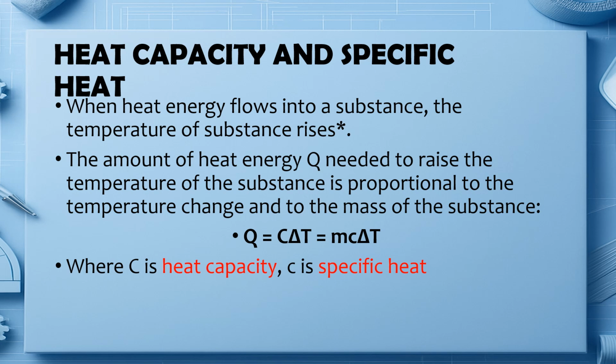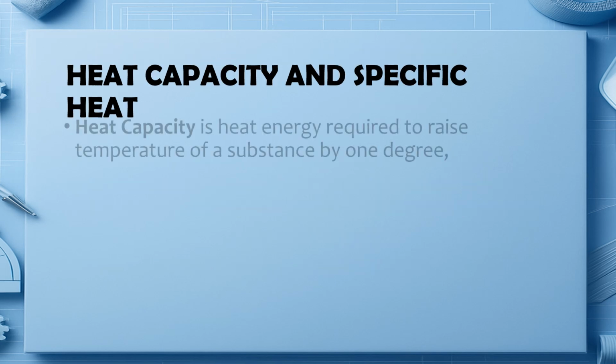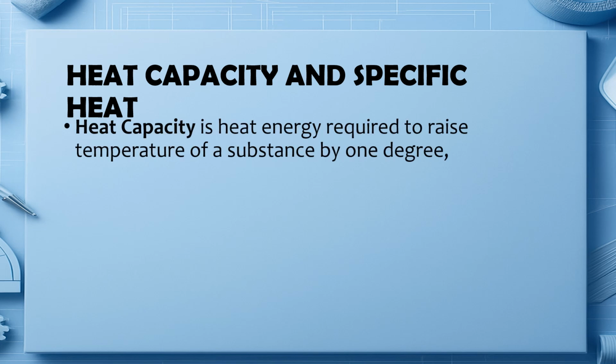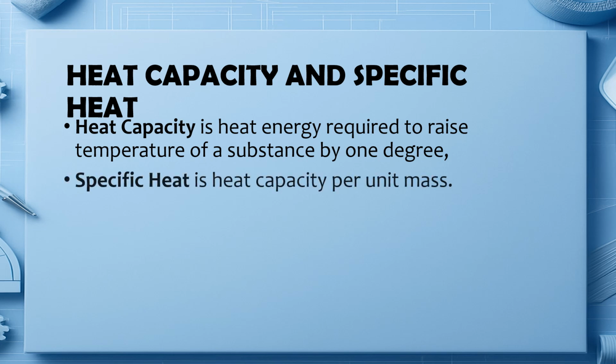We have here two formulas: Q equals big C delta T, wherein the big C is heat capacity, and Q equals small c m delta T, wherein the small c is specific heat. The heat capacity is the heat energy required to raise the temperature of a substance by 1 degree, while specific heat is heat capacity per unit mass.